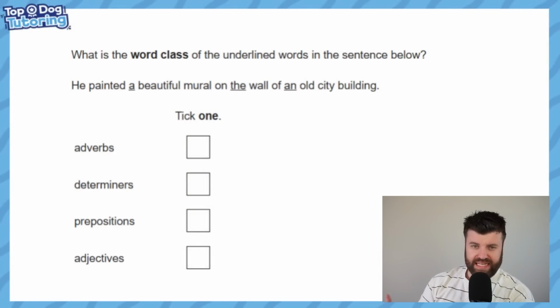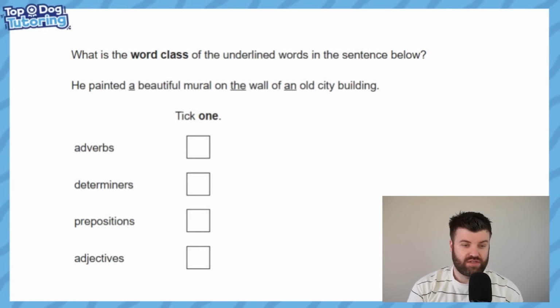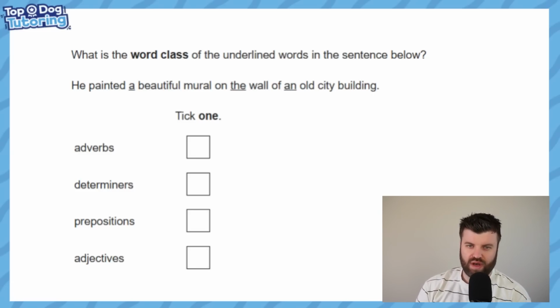So, we see this a lot. What is the word class? We're given a sentence with some underlined words and we need to pick the actual word class itself. So we've got a choice here between adverbs, determiners, prepositions and adjectives.